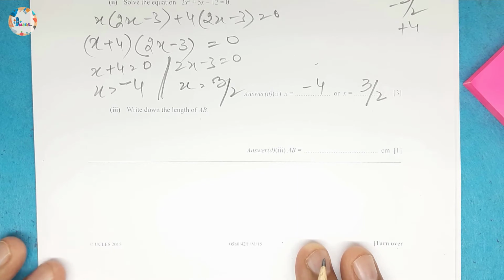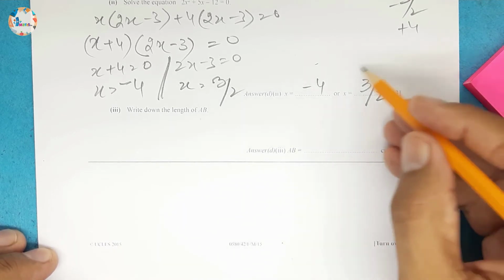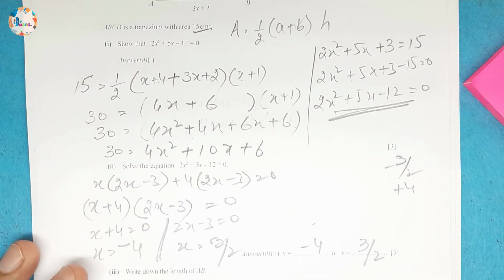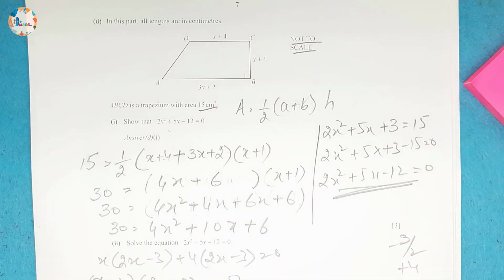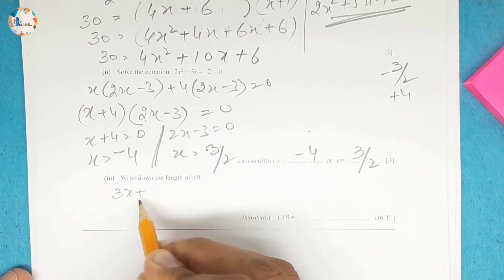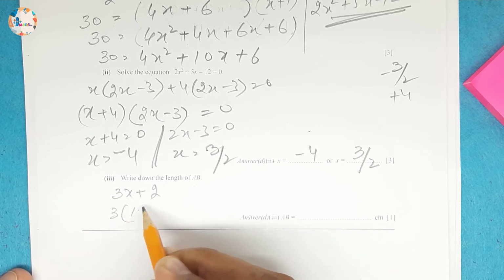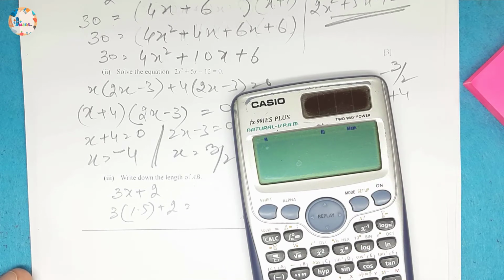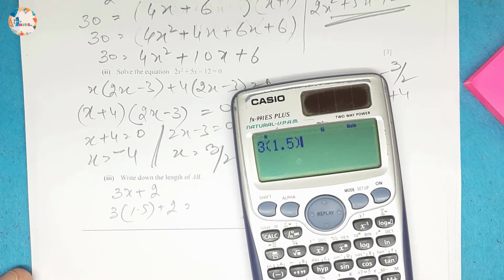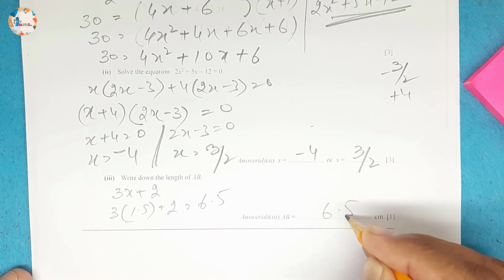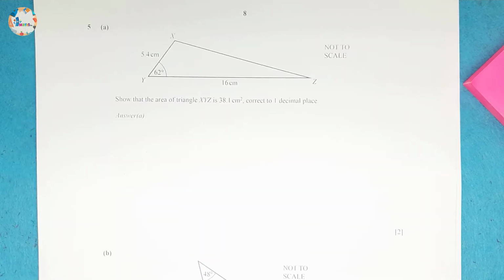So write down the length of AB. For length we will be using the positive value 3 by 2. So length is basically this side 3x plus 2. So we can write here 3x plus 2. So 3 into 1.5 plus 2, and this value we can calculate. So 3 into 1.5 plus 2 will be equal to 6.5. So 6.5 will be our answer, 6.5 centimeters.